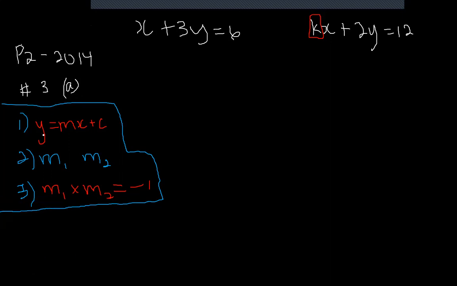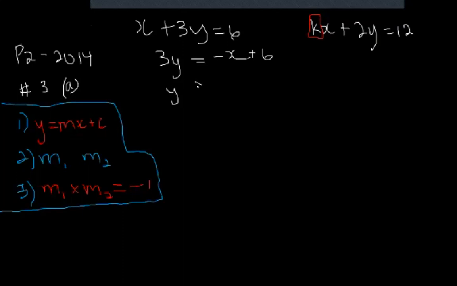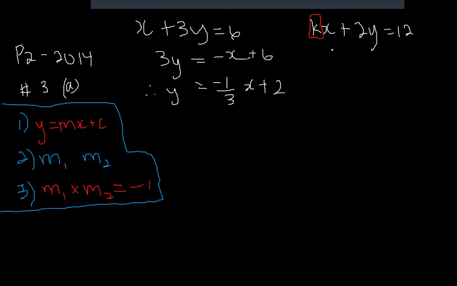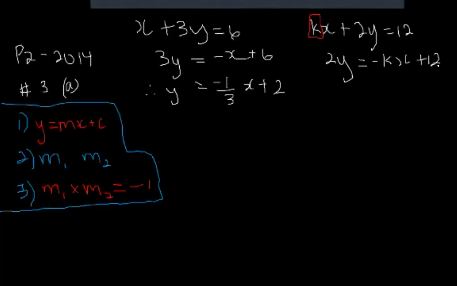Okay, first step, y is equal to mx plus c, so this becomes 3y is equal to minus x plus 6, y is equal to minus a third x plus 2. That's my first one. My second one, 2y is equal to minus kx plus 12. So y is equal to minus k on 2 x plus 6.